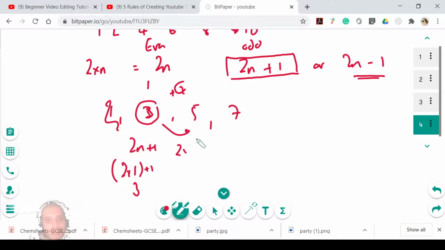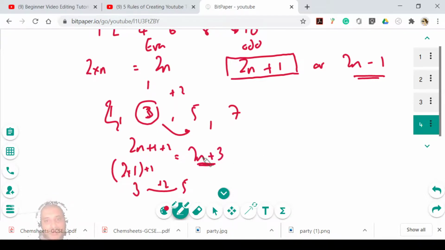No, that's silly. I would just add 2, alright? So I want 5. So how do I get from 3 to 5? I add 2. I like that, I got a bit of silliness in there. Add 2. So 2n plus 3. That will be my next number.